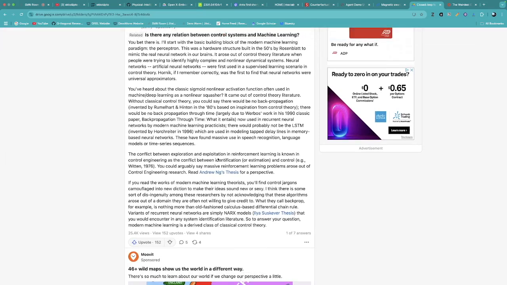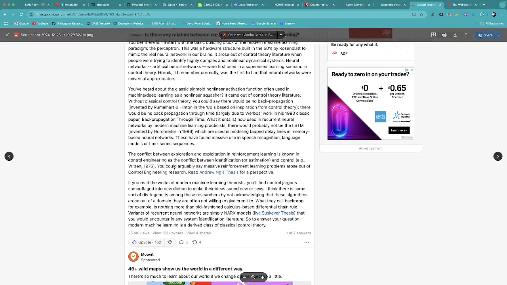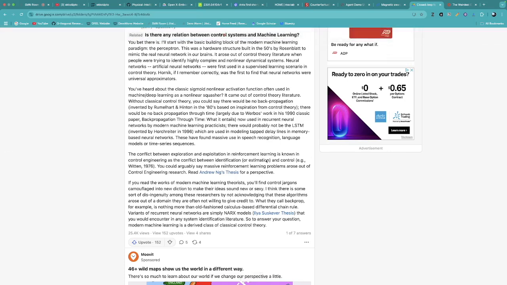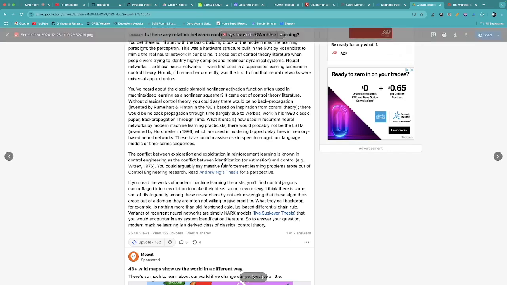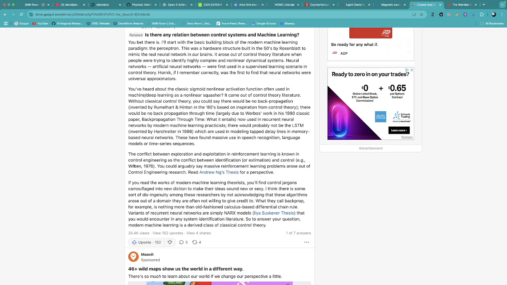The conflict between exploration and exploitation in reinforcement learning is known in control engineering as the conflict between identification or estimation and control. This was by Witten in 1976. So this goes back not only in machine learning, but in reinforcement learning as well. And of course, we talked about these behaviors in human machine systems where you have this tension between human performance and machine optimization. The reinforcement learning example here also ties that to control theory. I guess Andrew Ng's thesis featured this reinforcement learning, control theory, closed loop feedback relationship as well.